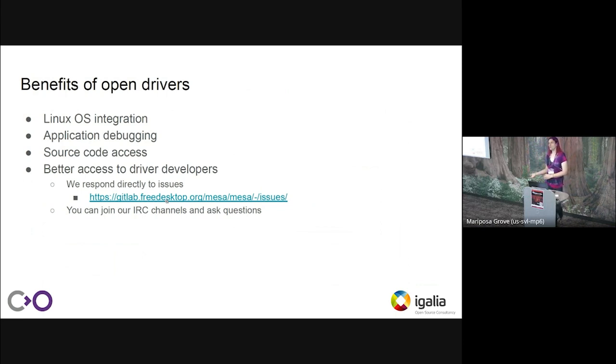But one of the advantages of this is that it gives a lot better access to developers. So we have an issue tracker at freedesktop.org/mesa/issues, and the developers respond directly. You're not dumping your issue into some black hole of NVIDIA's help forums. You're actually talking to the people who actually write the code. And we also have publicly accessible IRC channels, and some of us hang out on some Discord servers where you can talk to us as well in more of a live environment.